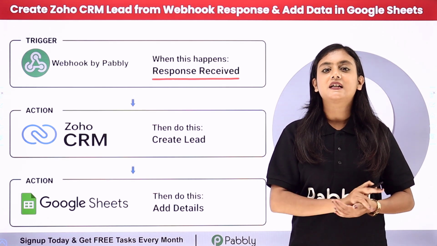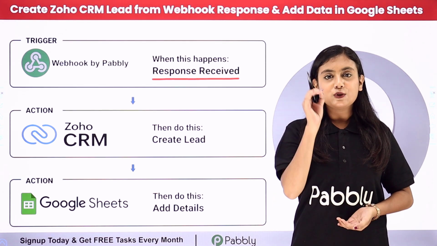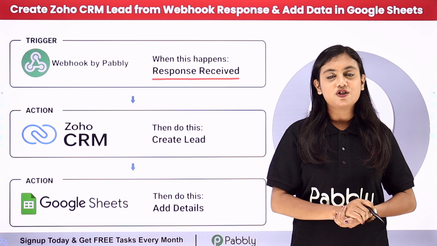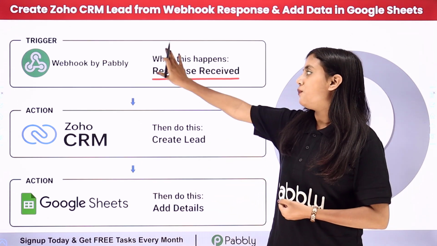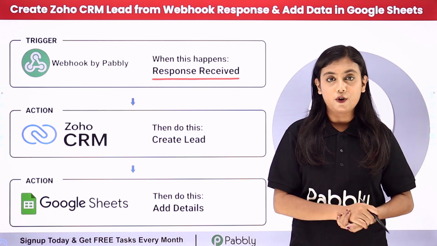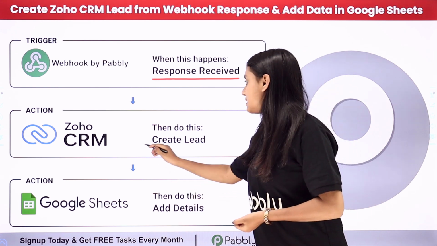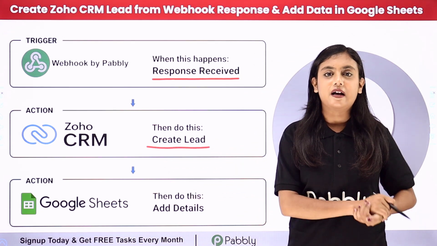So suppose you're using an application that is not natively integrated with Pabbly Connect. To create the connection between the application and Pabbly Connect, we are going to be using Webhook by Pabbly. So as you receive the Webhook response with the help of Webhook by Pabbly, automatically with the help of the response, a lead should be created in our Zoho CRM account.